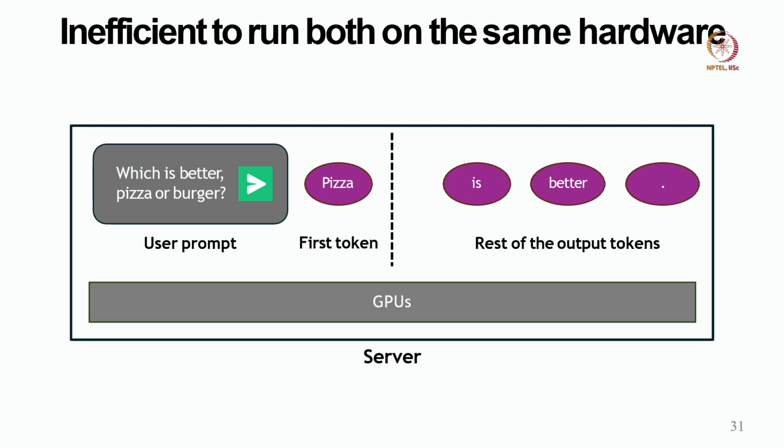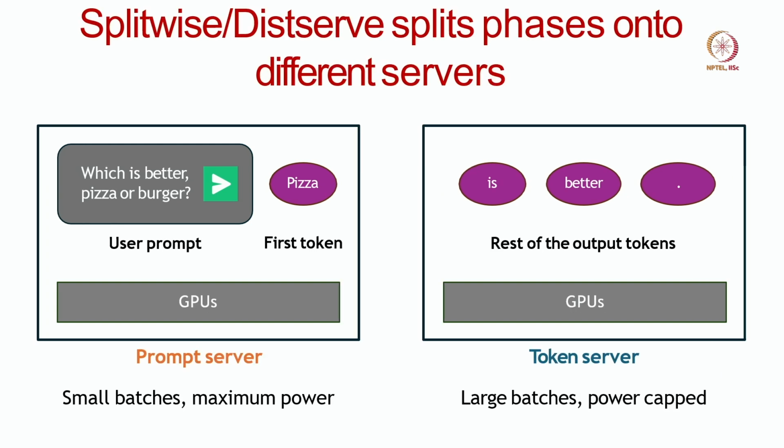Okay. Now, if we execute both the prefill phase and the decode phase on the same hardware, that's inefficient. Okay. So, in this particular figure you can see that we have one server where we are executing both the prefill and the decode. That's inefficient because, of course, we can do some Sarathi-like batching, but still there are some drawbacks of Sarathi, right. So, instead we can actually split the phases on different servers.